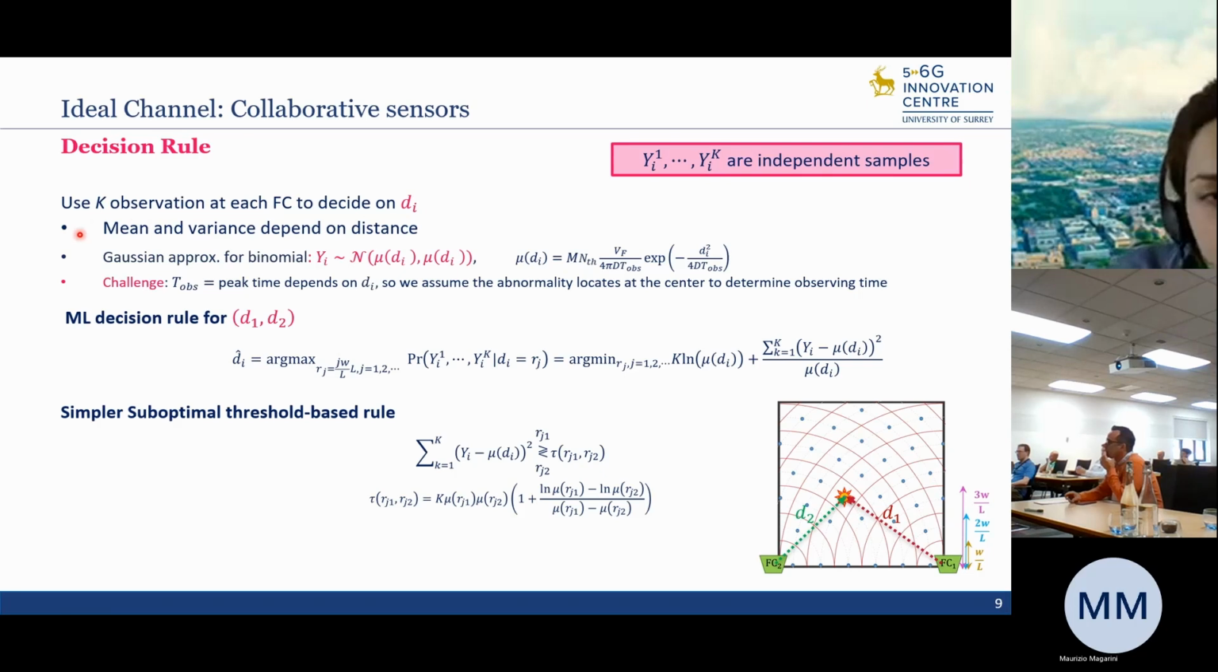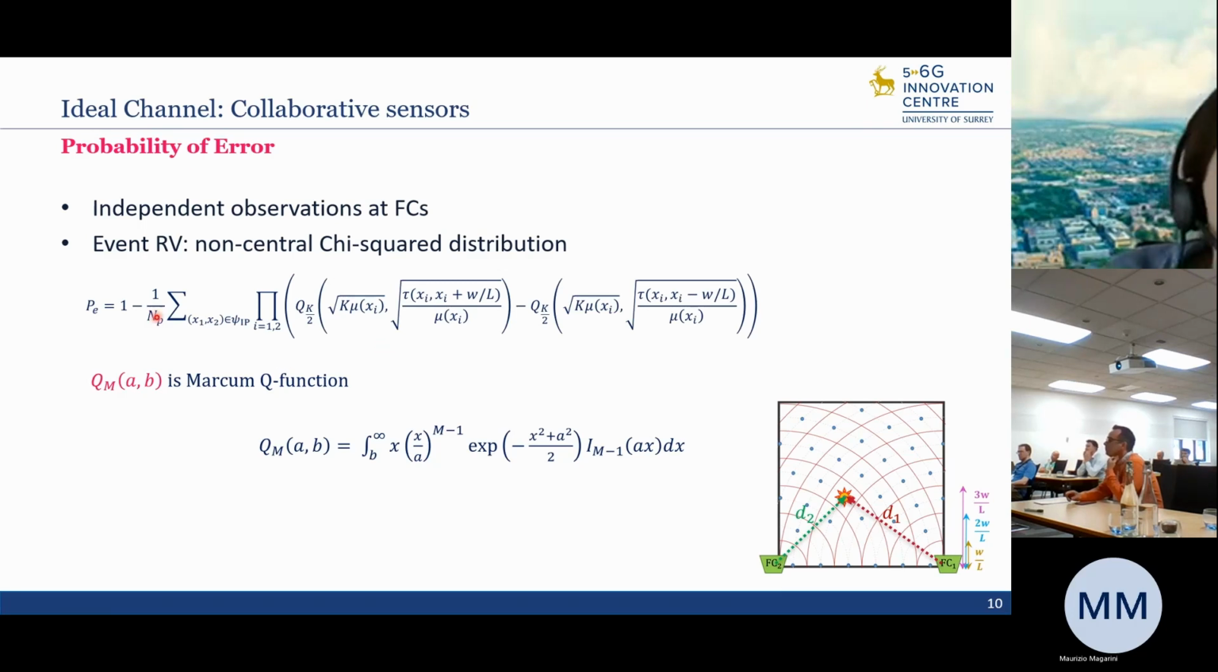For decision rule, each fusion center uses k observations, and since the mean and the variance of the observations, which is a binomial random variable, depends on distance, it can decide on its distance from the target. We use Gaussian approximation for this binomial random variable. There is a challenge. We don't know what is the peak time because the peak time depends on distance. Here we use an approximation and we assume that the abnormality is located at the center just to set this sampling time. We use maximum likelihood decision for the distances, and also by comparing to adjacent clusters, we derive simpler suboptimal threshold-based rules.